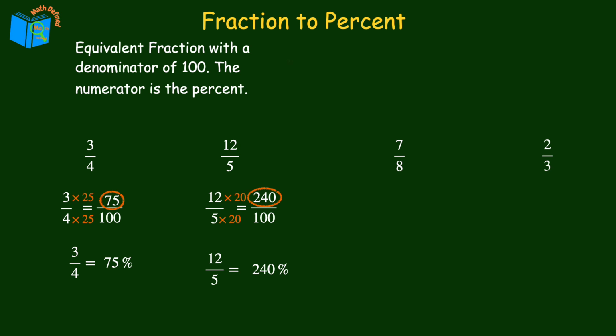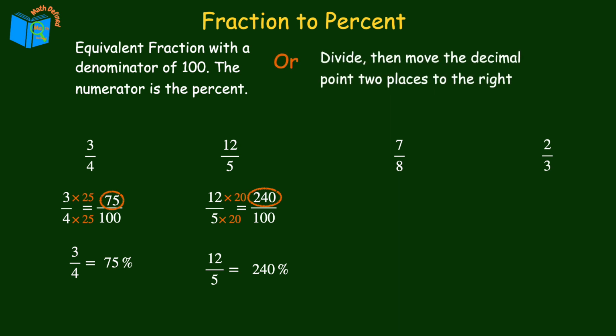We'll divide the numerator by the denominator and then move the decimal point 2 places to the right. 7 divided by 8 is 0.875. Then we'll move the decimal point 2 places to the right to get 87.5. So 7/8 as a percent is 87.5%. Our last fraction, 2/3, is a little tricky.